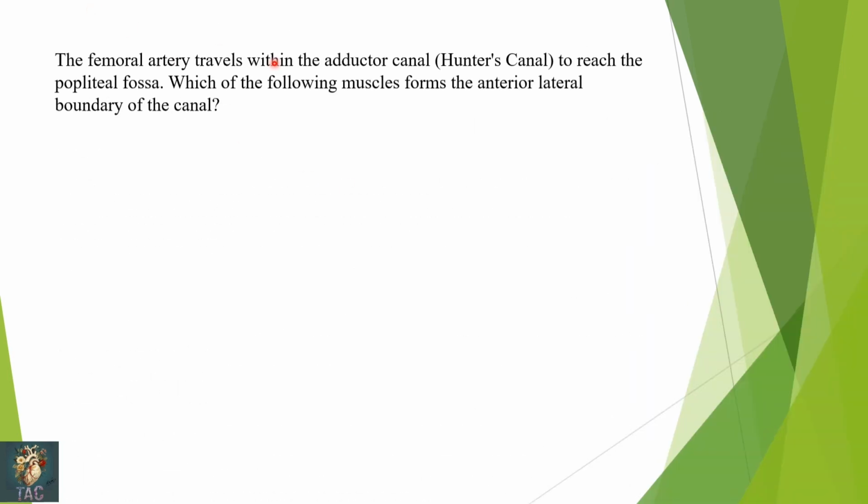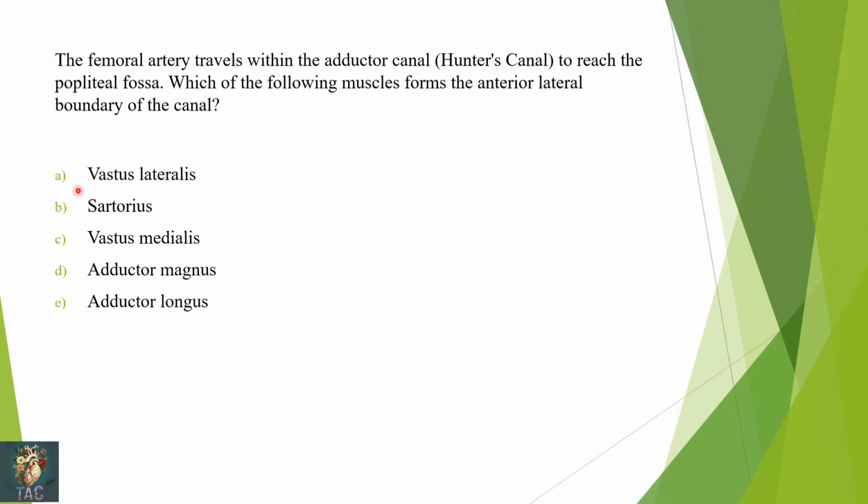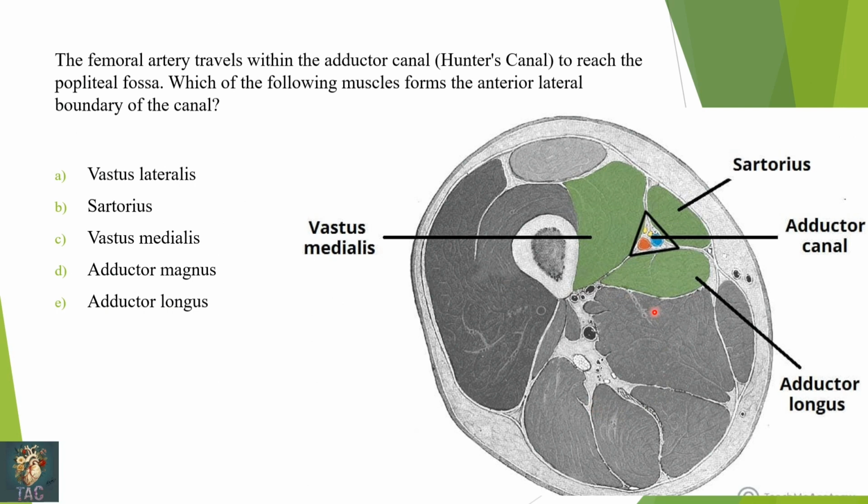The femoral artery travels within the adductor canal, the Hunter's canal, to reach the popliteal fossa. So which of the following muscles forms the anterolateral boundary of the canal? That is vastus lateralis, the sartorius, vastus medialis, adductor magnus, or adductor longus. So look at this diagram. This is the adductor canal, and this boundary is the anterolateral boundary, and this is the anteromedial boundary, and the anterolateral boundary is formed by the vastus medialis. So this is the correct option.